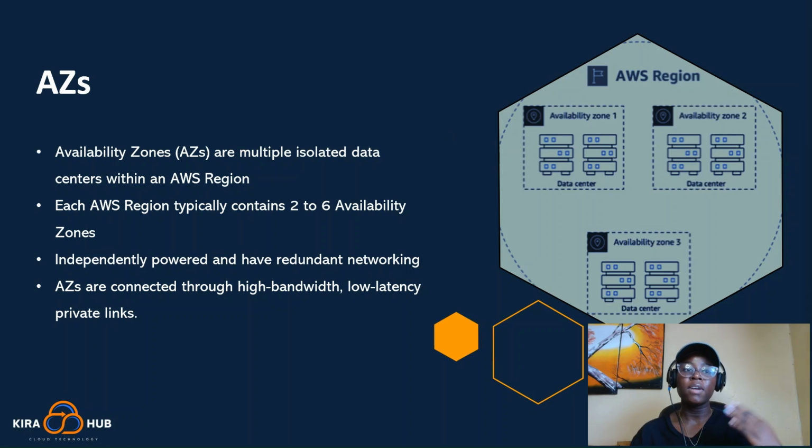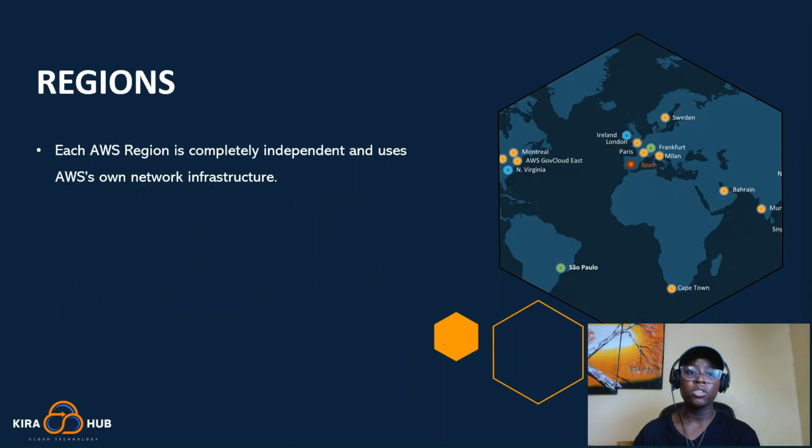I'm sure you have heard me talking about a region. What is a region? A region is basically just a geographical location, and from here you can see a map with a couple of regions: Cape Town, North Virginia, London, Sweden.